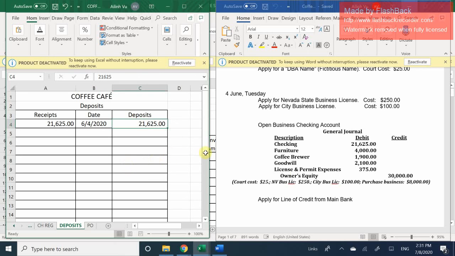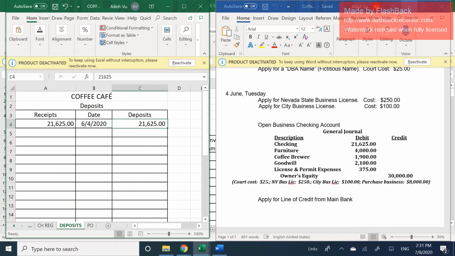$21,625. Yeah, this is what we opened the bank account with, correct? We need to put money in there. Yes. This is how much money we had after buying the business, after buying the business license, after accumulating everything. This is how much money we have left, and we're going to put it in the bank right now. So now we can write checks. Okay, all right, good.